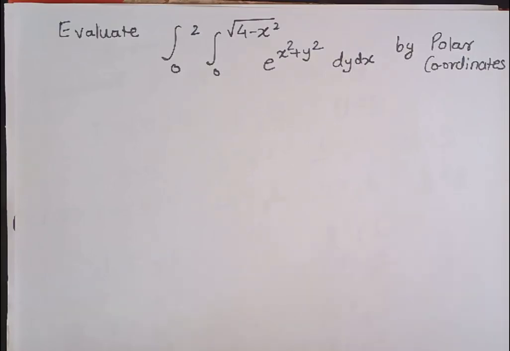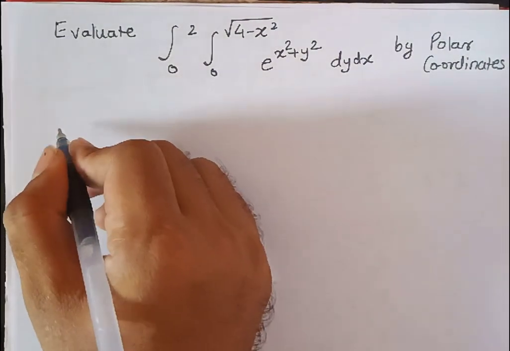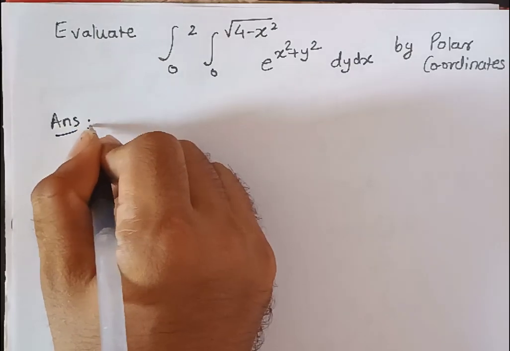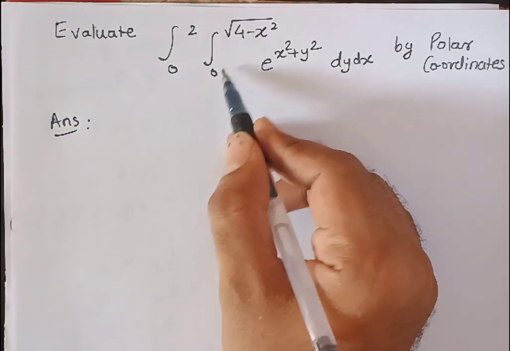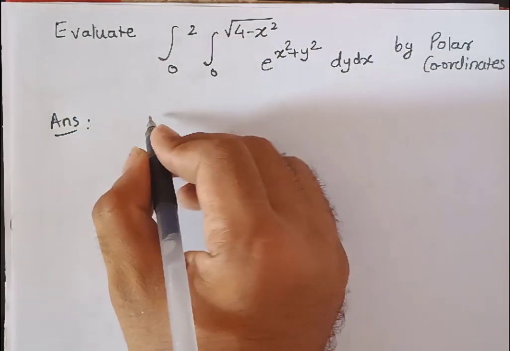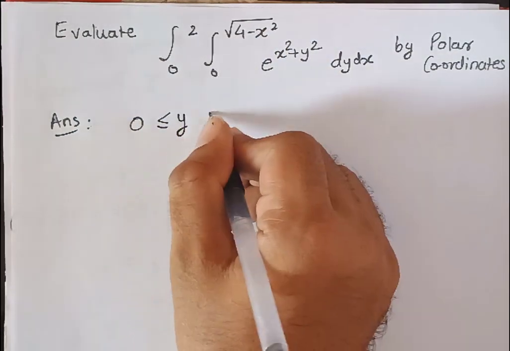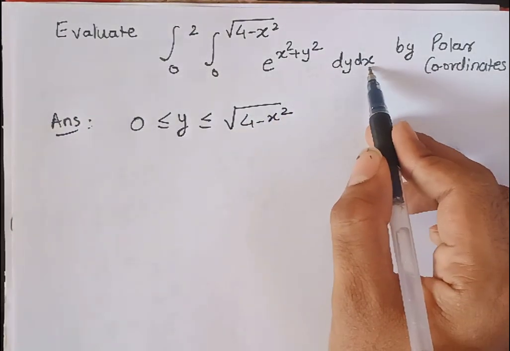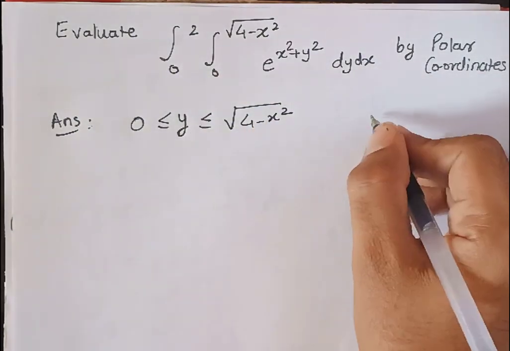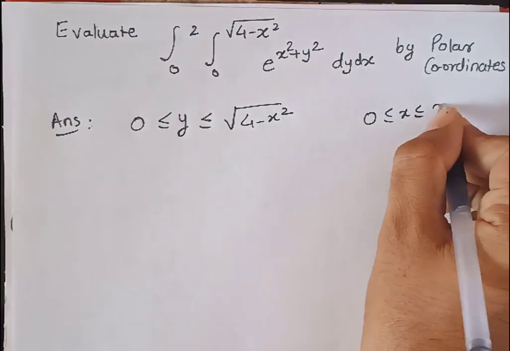Hello everyone. So now we are doing integration by using polar coordinates. The first thing is we have to sketch the region. Here, the limits for y are from 0 to square root of 4 minus x square, that is 0 less than y less than square root 4 minus x square. The limit for x, the outer limit, is 0 less than x less than or equal to 2.